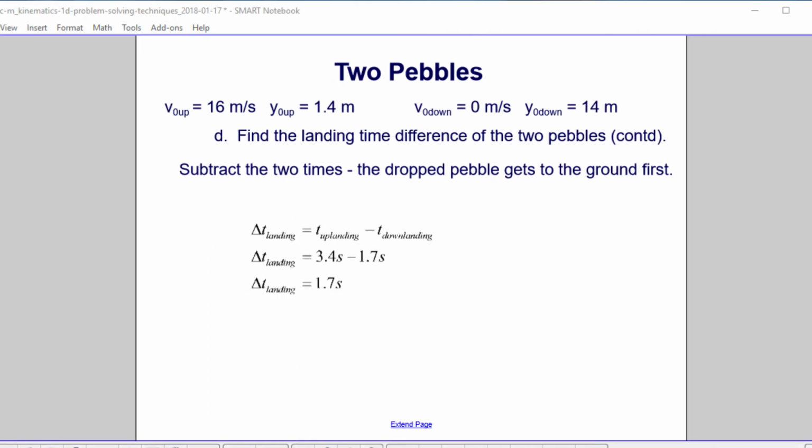So the numbers seem to check out. And to complete part D, we just have to subtract the two times. So the difference in landing will be the one going up, which takes longer, minus the one coming down, and we get delta t is 1.7 seconds.